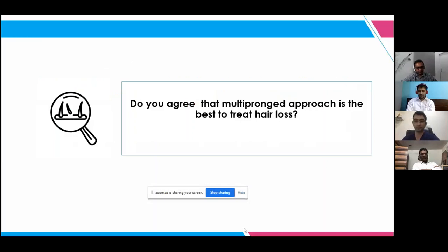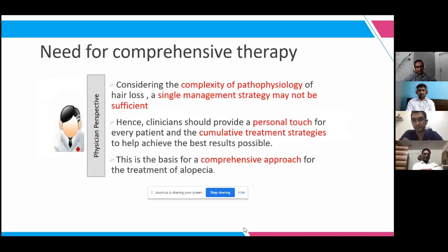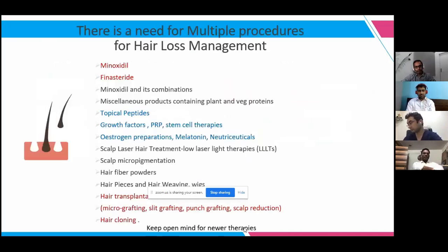So then, last question: do you all agree that a multi-pronged approach is the best to treat hair loss? Yes. Everybody agrees. Because the main thing is the personal touch, and cumulative treatment strategies are very important, because the pathophysiology of hair loss is complex and a single management strategy may not be sufficient. That's why you need a comprehensive approach where you can use minoxidil, finasteride, these combinations, and miscellaneous products like topical peptides, growth factors, PRP, stem cell therapies, estrogen preparations, melatonin, nutraceuticals, and then scalp laser hair treatment.